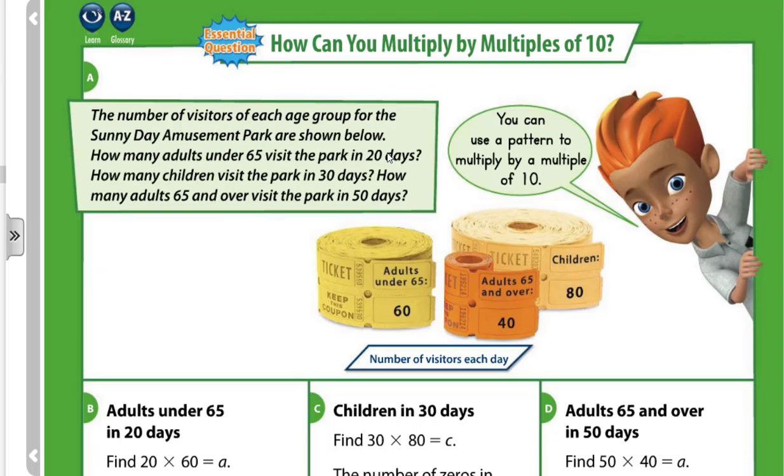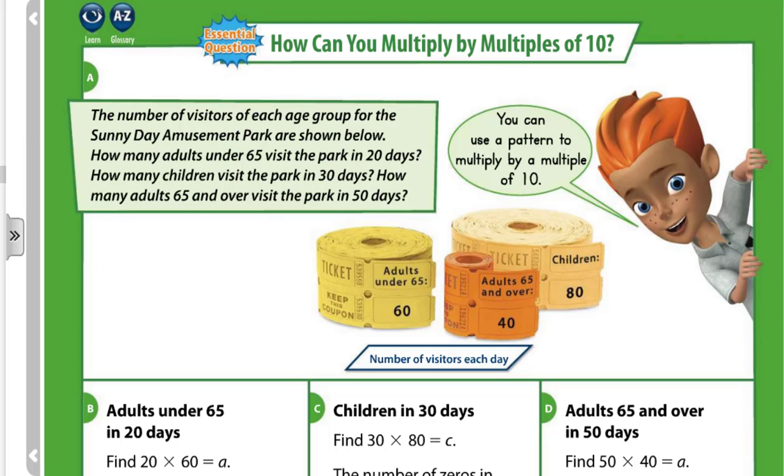And in how many days? In 20 days. And there's another question here: how many children visit the park in 30 days? So the children are 80, and this 80 will repeat 30 times. For each day 80, the first day 80, the second day 80, so it's multiplication. And the last question: how many adults 65 and over visited the park in 50 days? The number is 40 in one day, and the question asks about 50 days. So we will multiply 40 times 50.